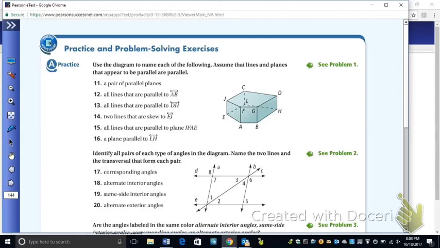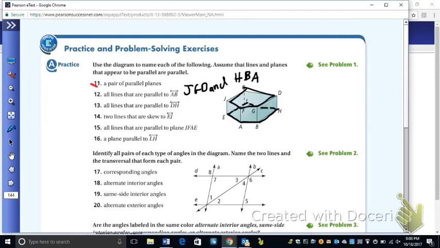So 11 through 16, we're looking at that figure over to the right. And so number 11 says a pair of parallel planes. Now keep in mind the plane is a two-dimensional object. It's like the cover of a book. So if you're thinking about a book or a box, parallel planes would be like the top and bottom, or the left side, the right side, the front side, the back side.